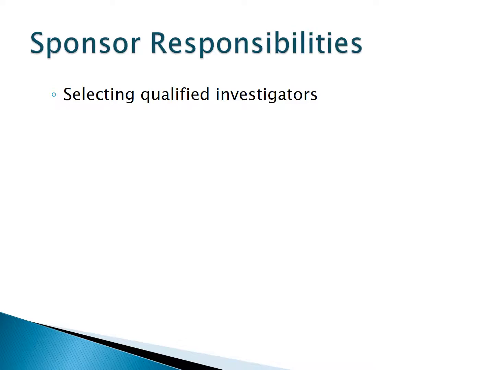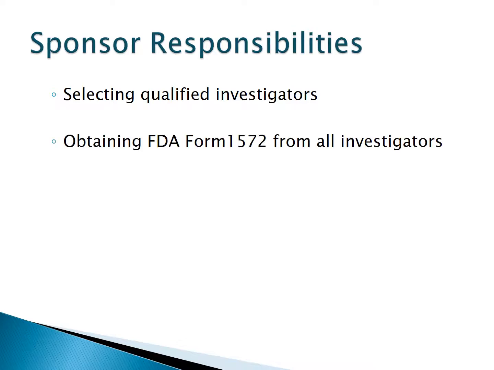The first thing they have to do is select qualified investigators, and we'll talk later about what it means to be qualified. But they have to pick people who are in their field. You wouldn't want a gynecologist performing a dermatology study, for example. So the sponsor has to find investigators who are qualified.